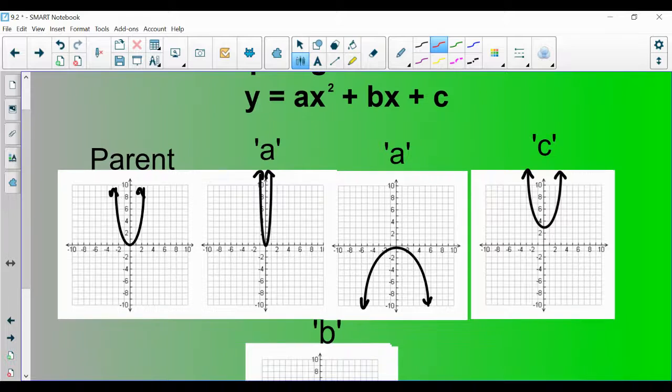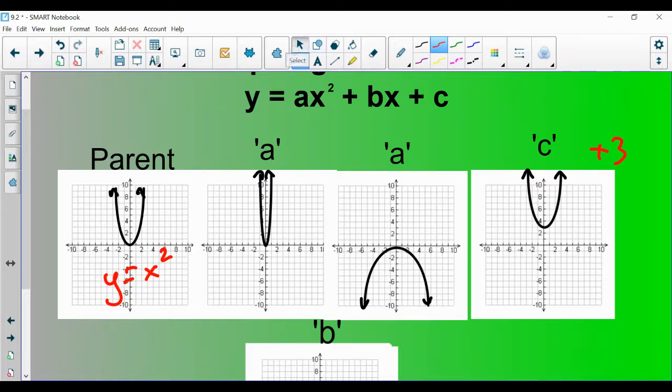The parent function, remember the parent function is just y equals x squared, will look like this. If a is a big number, it'll look more like this graph here, number 2. This third graph here would be if a is negative, and in this fourth graph, the c value would be like +3 at the end because it shifted up 3.